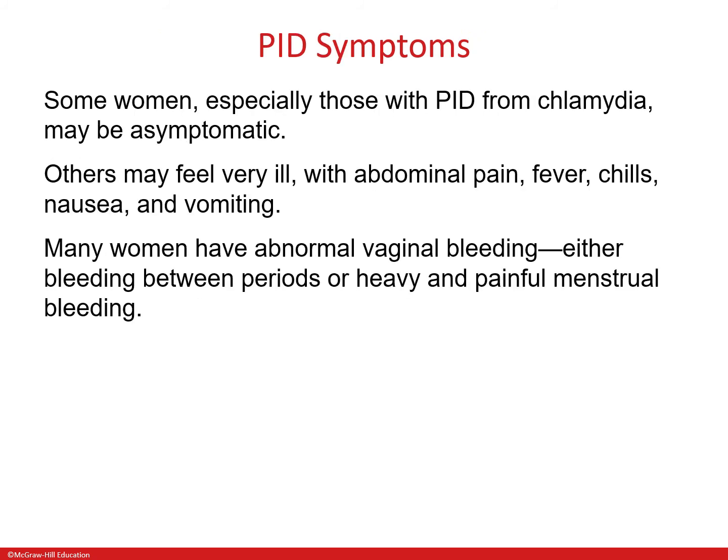Symptoms of PID vary greatly. Some women, especially those with PID from chlamydia, may be asymptomatic. Others may feel very ill with abdominal pain, fever, chills, nausea, and vomiting. Early symptoms are essentially the same as those described for chlamydia and gonorrhea. Symptoms often begin or worsen during or soon after a woman's menstrual period. Many women have abnormal vaginal bleeding, either bleeding between periods or heavy and painful menstrual bleeding.